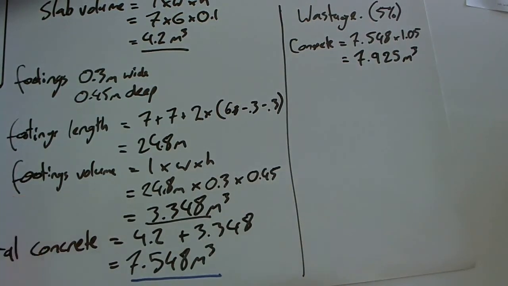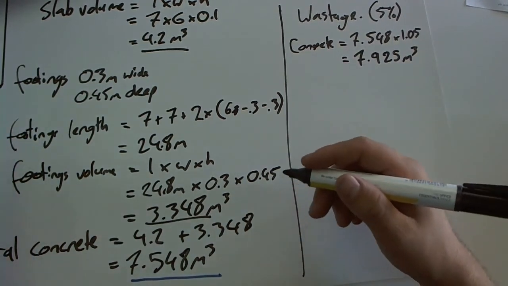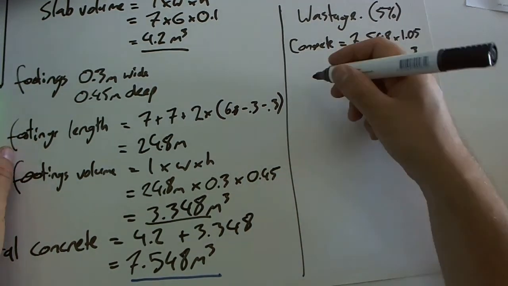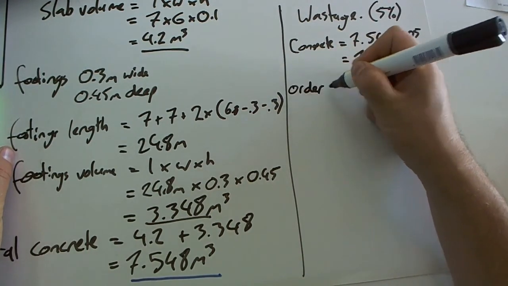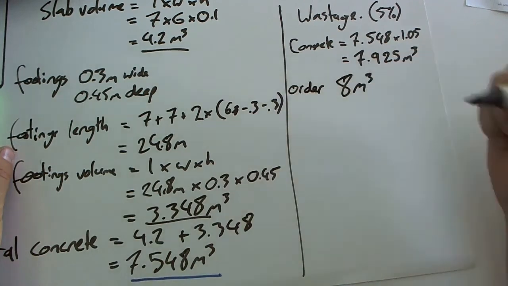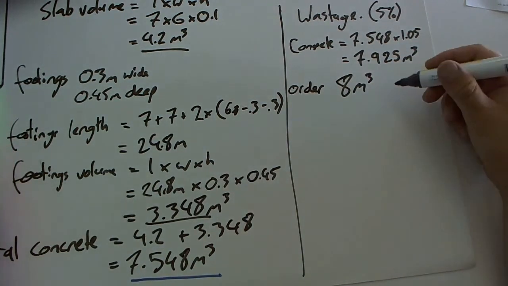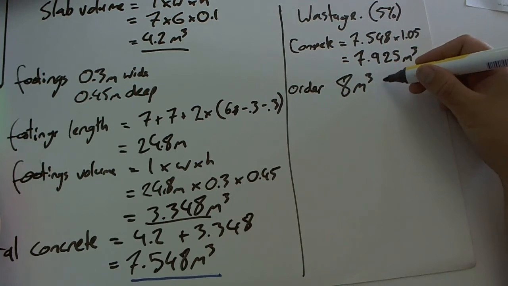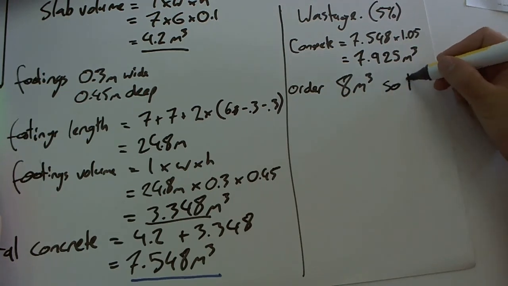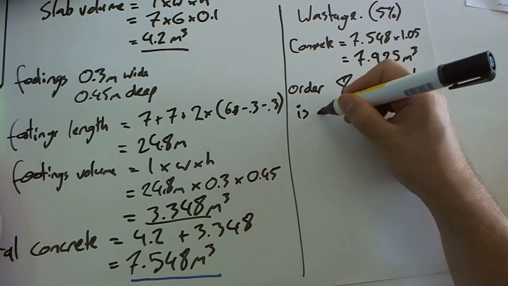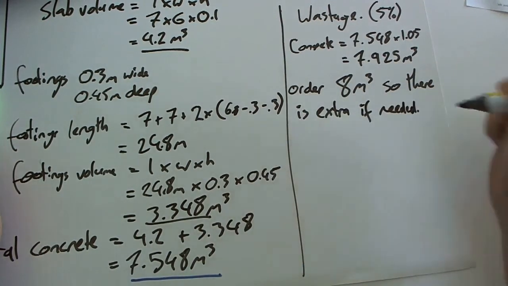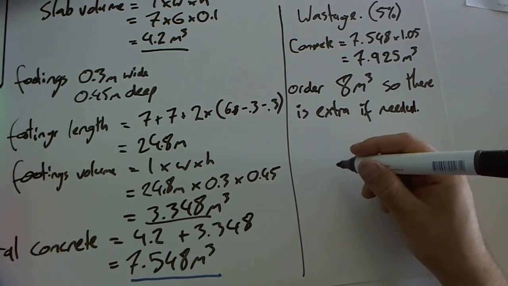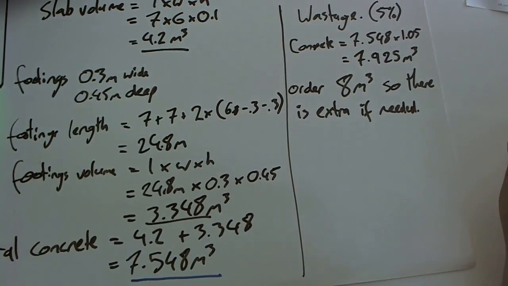Then, again, round up, because we're not going to ring the landscape place and say, can I have 7.925 cubic meters of concrete? We're just going to ring and order 8 cubic meters. So there is extra if needed, because it's always better to be over than it is to be under.